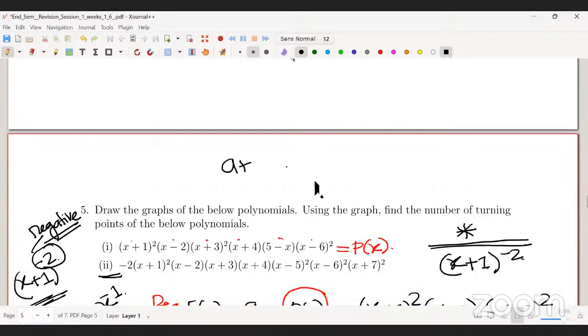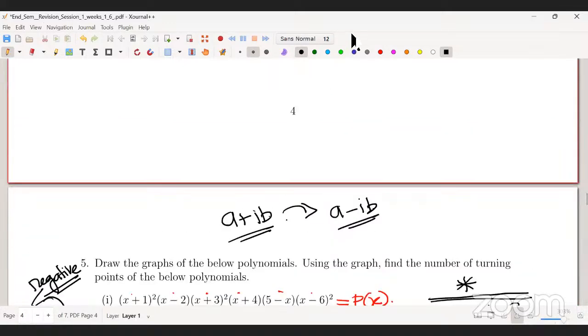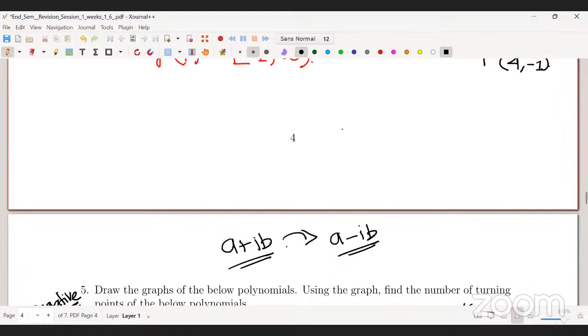Yeah. So what I'm basically trying to say is, if a plus ib is a root of a polynomial, then a minus ib is also a root of that polynomial, right? That is what I am trying to say. So these imaginary roots come in pairs, right? So what you are asking is whether it is possible for an odd degree polynomial to have all its roots imaginary?